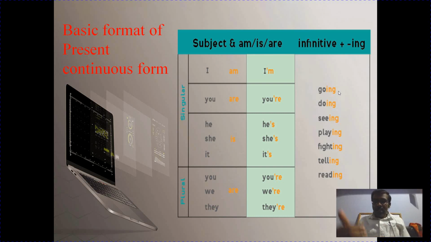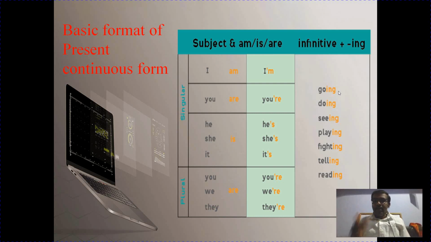He, she, it is followed by is plus verb plus ing. I is followed by am plus verb plus ing. You is followed by are plus verb plus ing. We is followed by are plus verb plus ing. They is followed by are plus verb plus ing. So this is the basic format.